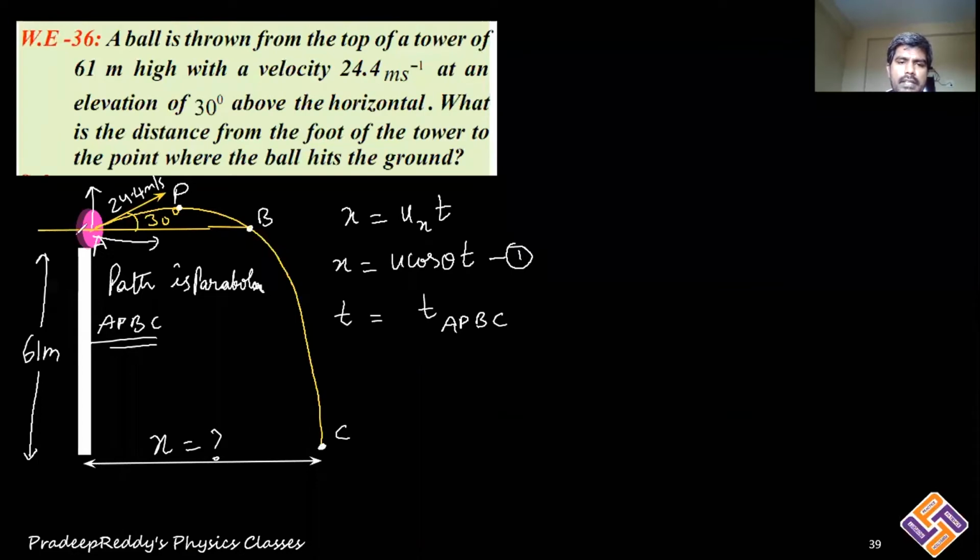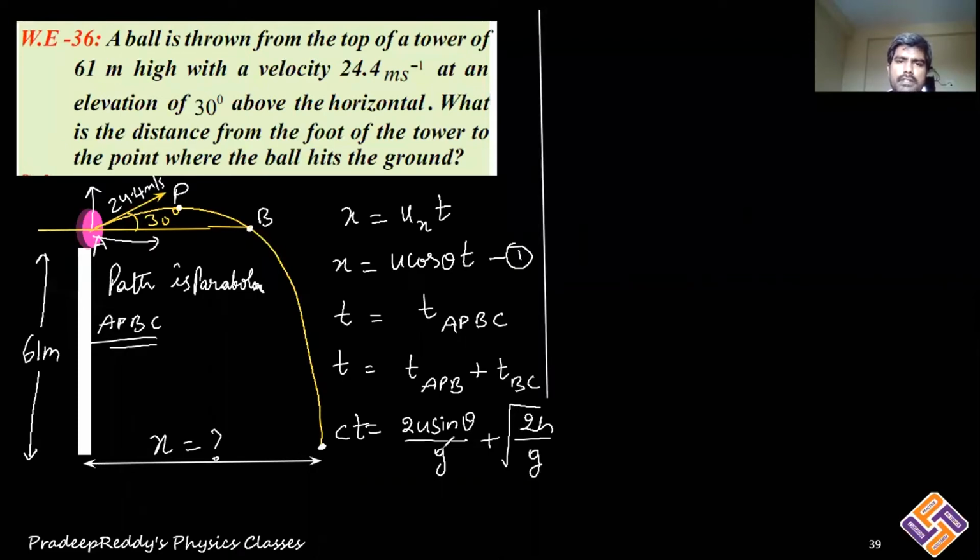Now, how can you find out this total time? Total time taken T is equal to time taken to travel APB plus time taken to travel from B to C. Now you can find out time taken to travel from A to B using the formula T is equal to 2u sine theta divided by g, plus time taken to travel from B to C, you can write it as root of 2h divided by g. This is very simple. Of course, we have discussed this many times in the previous video lectures itself.